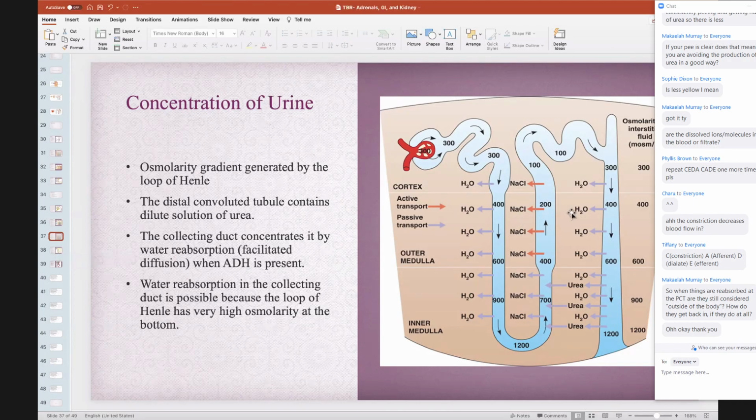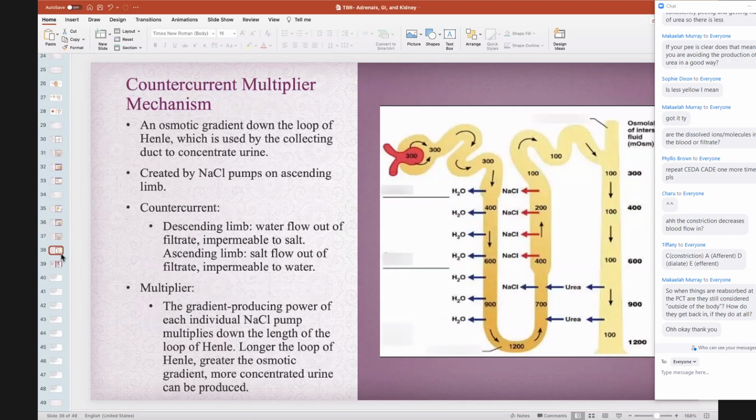But let's say we have ADH. If ADH is present, it's going to open up more aquaporins. ADH works at the collecting duct level. If we open up more and more aquaporins, we can absorb more and more water. If we're absorbing more water, we're not peeing out the water. But to create this concentration gradient, to even concentrate the urine through the collecting duct, we need the countercurrent multiplier mechanism. This is something that occurs at the loop of Henle level.